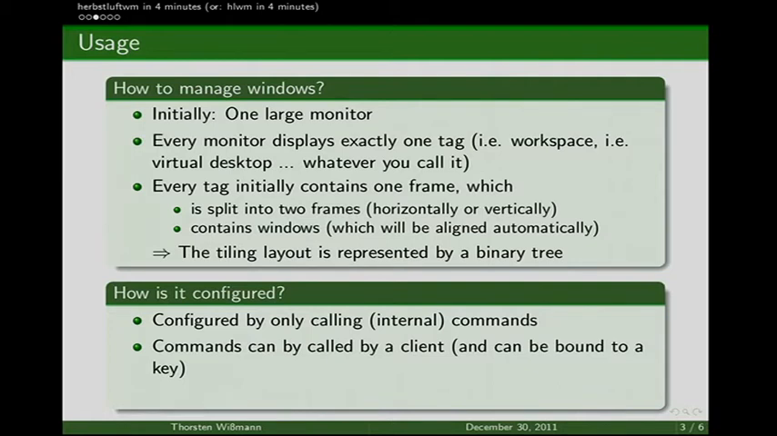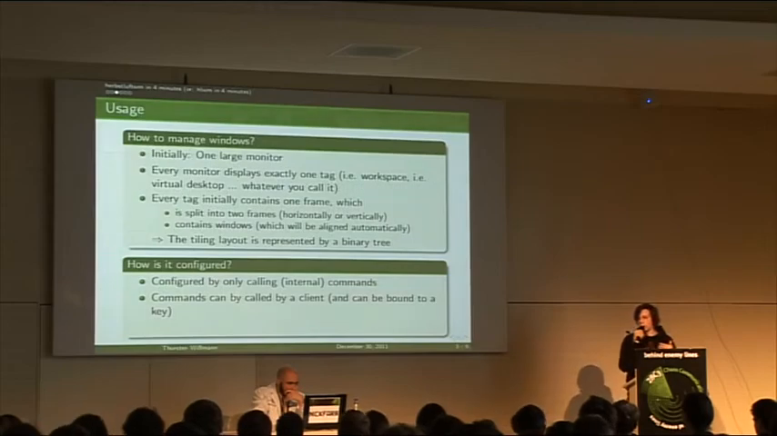So the tiling algorithm is just a binary tree of frames. Initially, you have one large frame over your entire desktop, and then you can do exactly two things with it. You can either split the frame up into two subframes, or you can place some windows, for example, some terminals there. Okay, that's all. Then the only way to configure it is by calling internal HLWM commands.